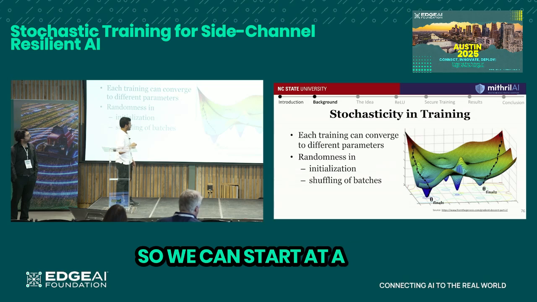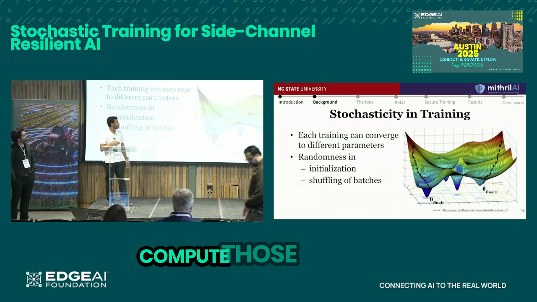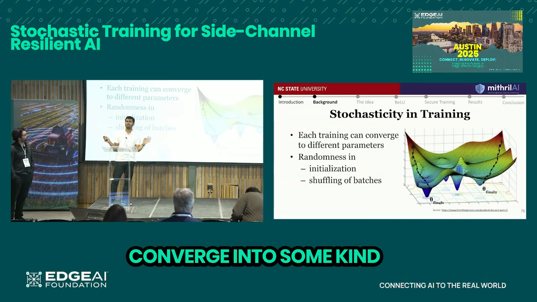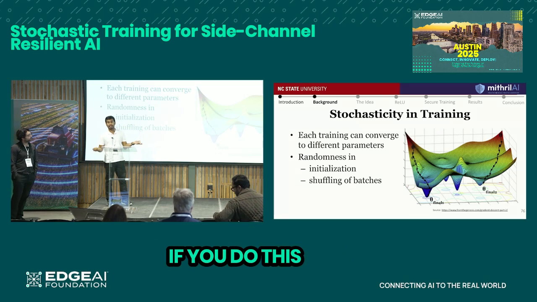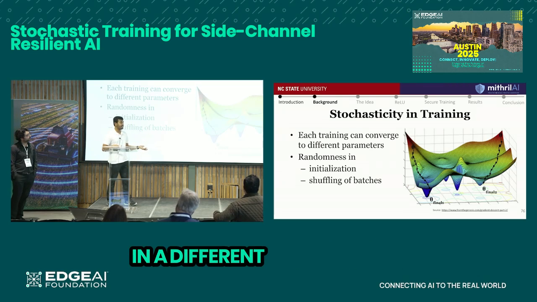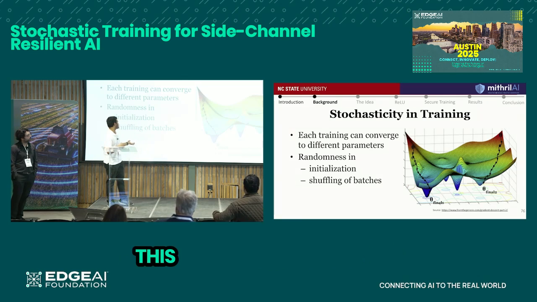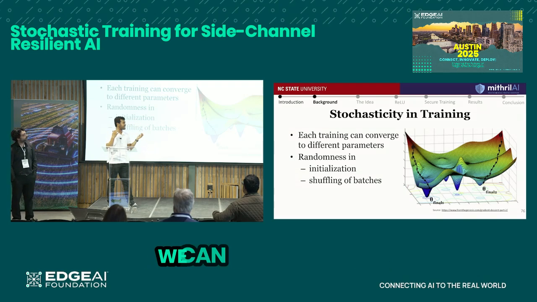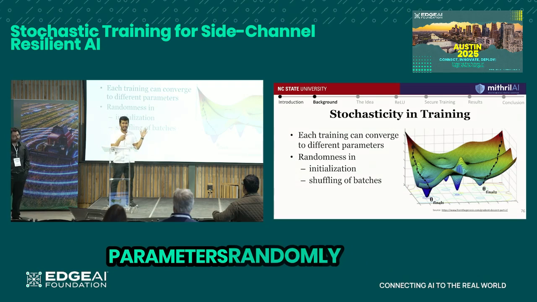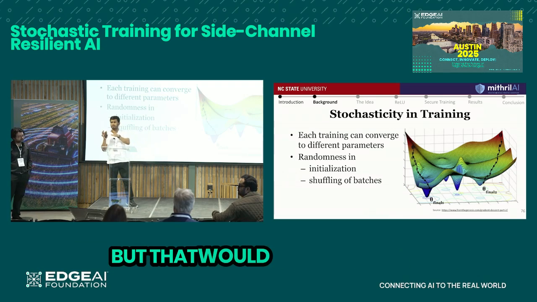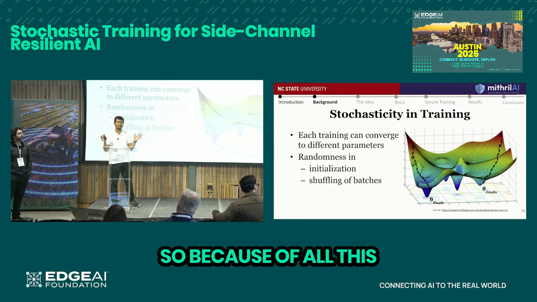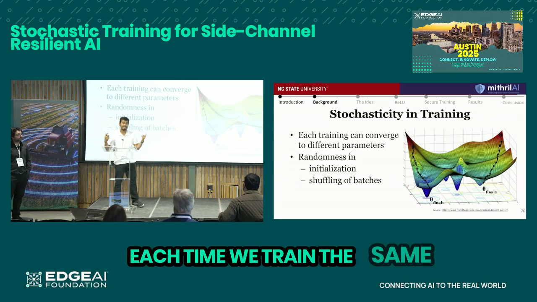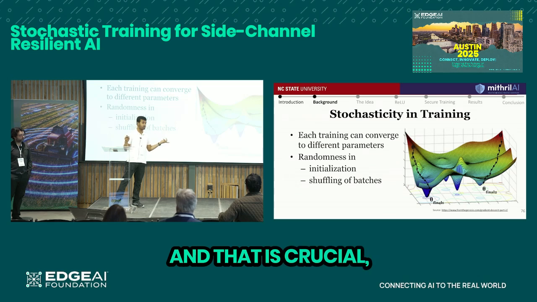So we can start at a fixed point theta, and then we compute those gradients, and the expectation is that slowly we will converge into some kind of a local minima. If you do this again, well, it may end up in a different local minima, right? And the reason is this process has got some inherent randomness in it. We shuffle the batches, we can initialize these parameters randomly or based on some fixed algorithm, but that would still have some kind of randomness. So because of all this randomness, we are ending up with different model parameters each time we train the same machine learning model. And that is crucial. That is important.